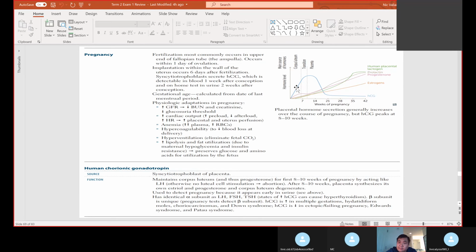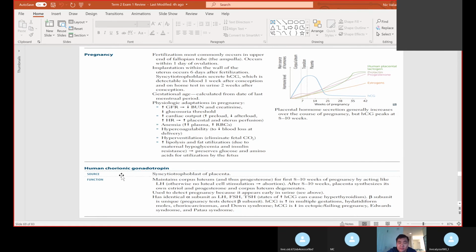After corpus luteum, right? If you're pregnant, corpus luteum produces progesterone. Then, with development of the placenta, at 14 weeks of pregnancy, and afterwards, HCG is the one that decreases. However, the rest, your HPL, your prolactin, progesterone, estrogen, they increase. HCG peaks at 8 to 10 weeks. The rest generally increase over the course of your pregnancy.